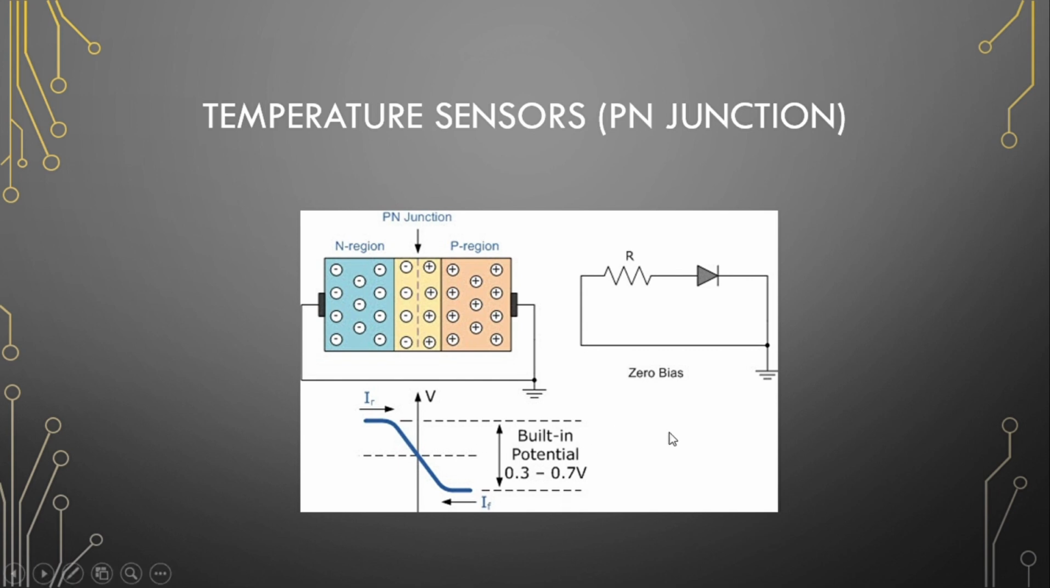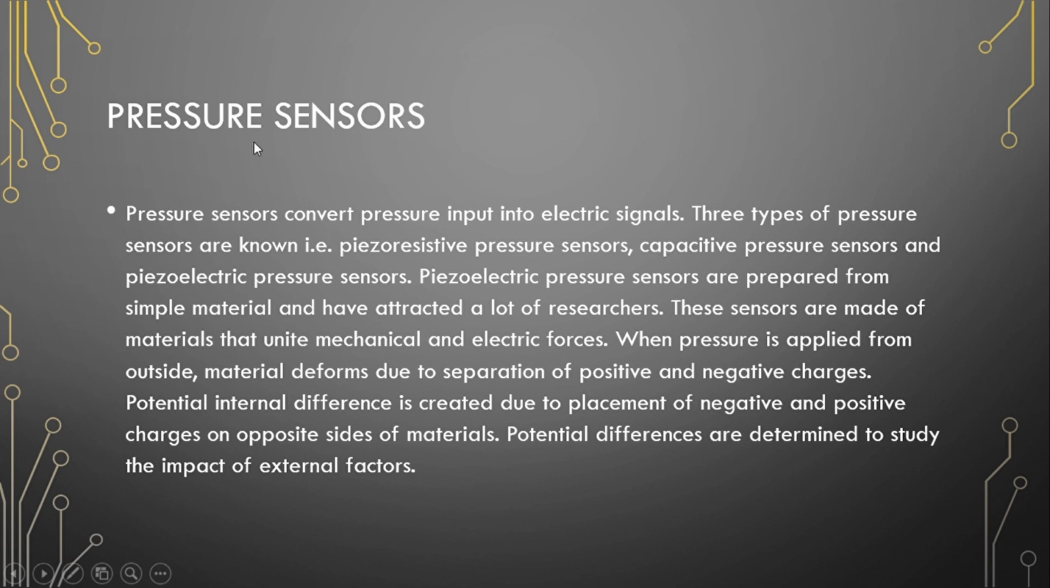Okay, the next type of sensors is pressure sensors. As the name indicates, pressure sensors sense the pressure input and produce an electric output, electric signals. Three types of pressure sensors are known: piezoresistive, capacitive, and piezoelectric. In all these sensors, charges are created as a result of pressure, as a result of the application of any kind of external force. I am going to discuss how piezoelectric pressure sensors work.